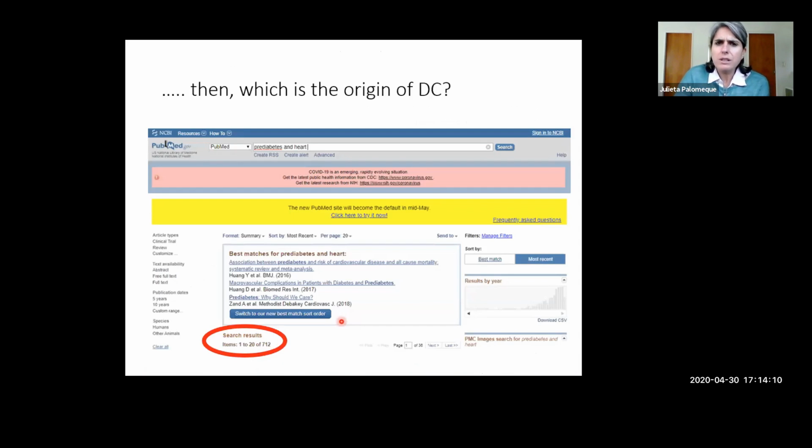So, which is the origin of diabetic cardiomyopathy? That's our question. And if we look for prediabetes and heart with the same criteria as diabetic cardiomyopathy, we have a much lower output in PubMed. And this is because it's very difficult to diagnose, because as I told you, you have no symptoms or signs that make you think that you have prediabetes.